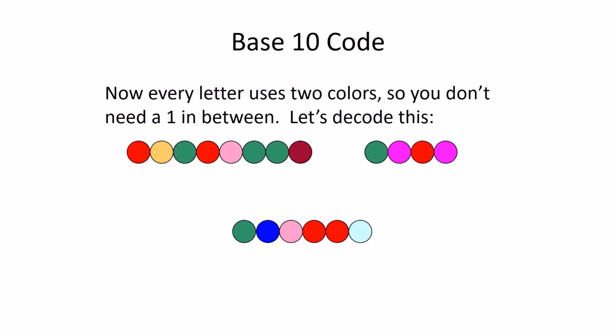So then you know that every letter uses 2 colors. In the prime factorization, they all had a different amount of colors, so we had to put 1 in between. But for this, you can just jam them together because you know that every 2 is going to be 1 letter. So all you have to do is figure out which digit goes with each color.